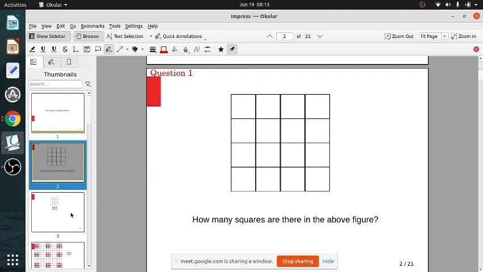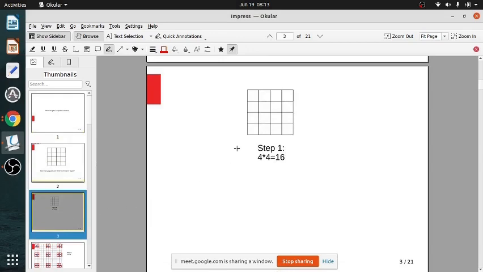See, first, step 1, you count the individual squares. You get 1, 2, 3, 4. 1, 2, 3, 4. That means 16 squares. 4 into 4, 16 squares, if you take one square at a time. This is okay? Kritika, Sanjukta, is it okay? Yes, sir.